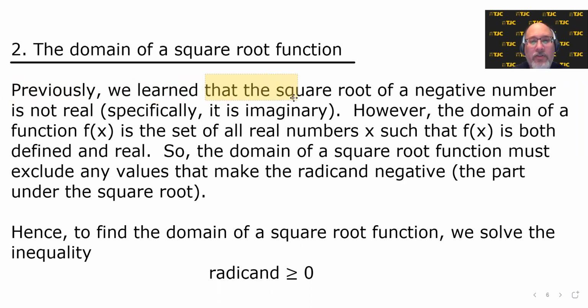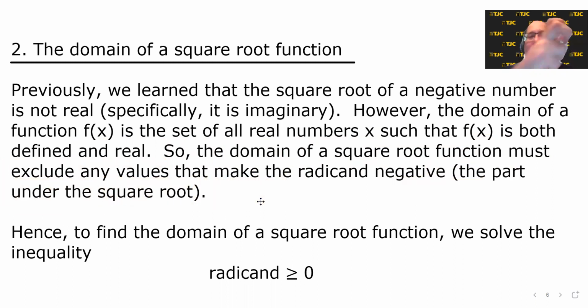Previously, we learned that the square root of a negative number is not real. Specifically, it is imaginary. However, the domain of a function f of x is the set of all real numbers, emphasis on the word real, x, such that f of x is both defined and real, emphasis on that real. So the domain of a square root function must exclude any values that make the radicand negative, the part under the square root.